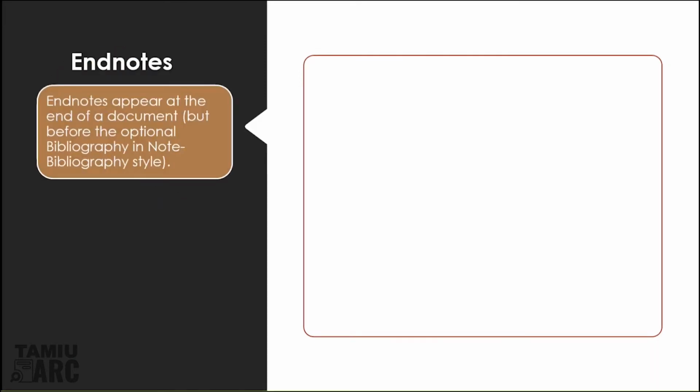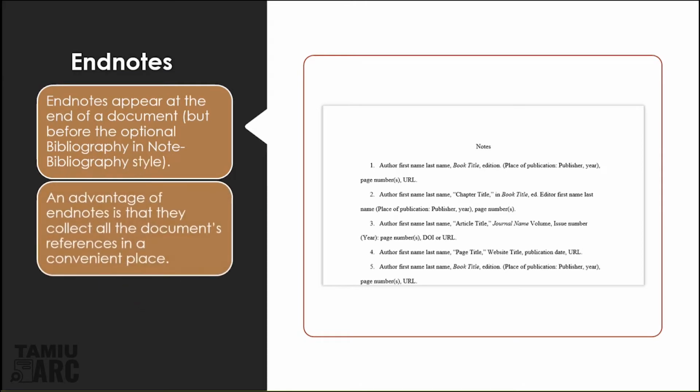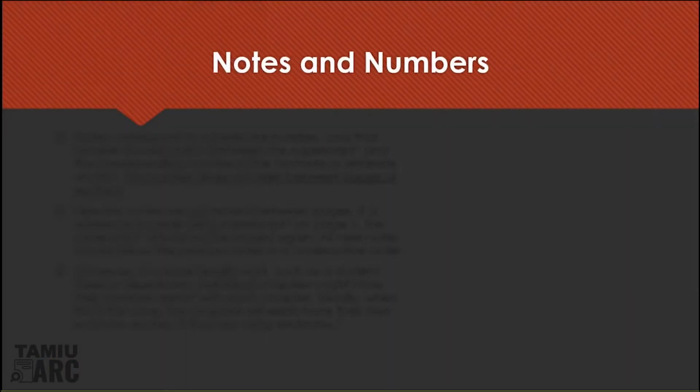What about endnotes? Endnotes appear at the end of a document before the optional bibliography page in Notes and Bibliography style. On the right, I've included an example of endnotes. An advantage of endnotes is that they collect all the document's references in one convenient place. The endnotes are titled with the heading Notes in Chicago Style's Notes and Bibliography style. Both footnotes and endnotes use a numbering system.